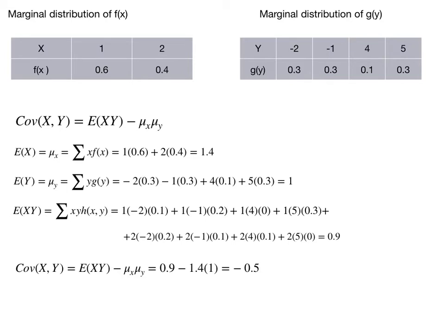Expectation of xy is equal to the sum of xy h of x comma y. For this we need to consider the joint probability distribution. That gives 1 into -2 into 0.1, plus 1 into -1 into 0.2, plus 1 into 4 into 0, plus 1 into 5 into 0.3, plus 2 into -2 into 0.2, plus 2 into -1 into 0.1, plus 2 into 4 into 0.1, plus 2 into 5 into 0, that adds up to 0.9. So covariance is given by E of xy minus mu x mu y, that's equal to 0.9 minus mu of x is 1.5 and mu of y is 1, that's equal to minus 0.5.